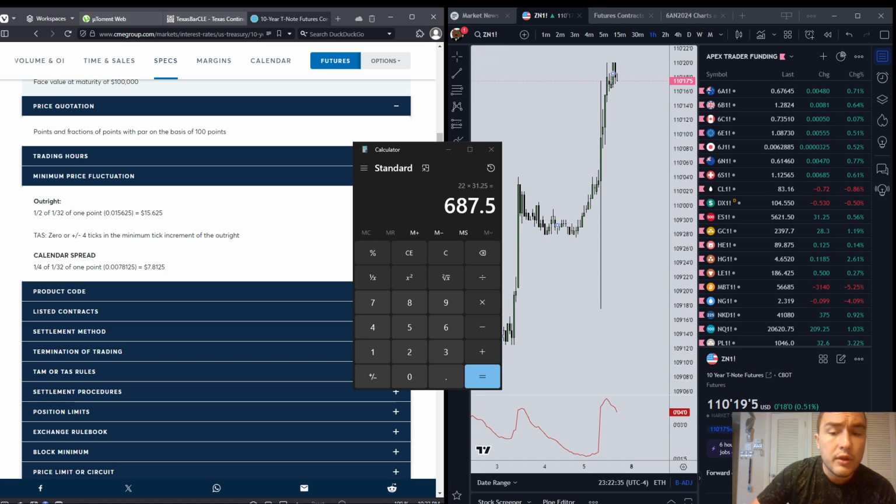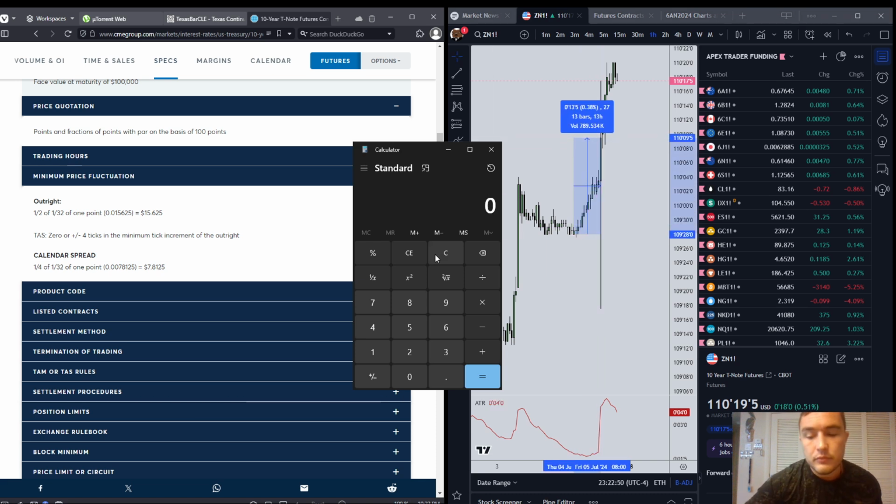So every time that this thing moves, it moves $15.625. What you need to know for that is, let's say, for example, that we took a long here, we moved up 14 units. I'm not going to try and quote it correctly, but we moved up 27 ticks. 27 times $15.625 is a $421.875 move. So basically, guys, what you need to know is that the 10-year futures are half the size of the 30-year T-bond futures.